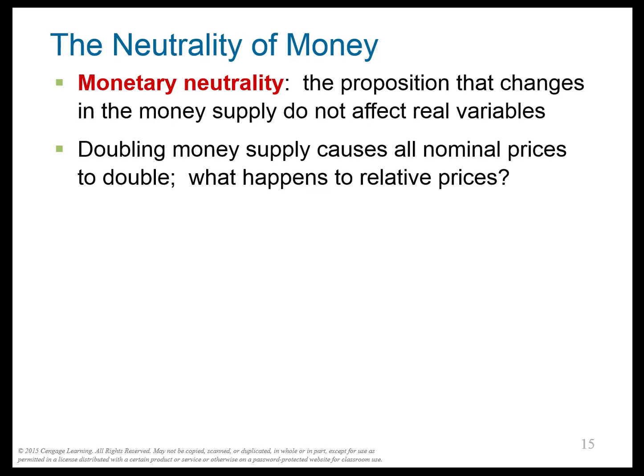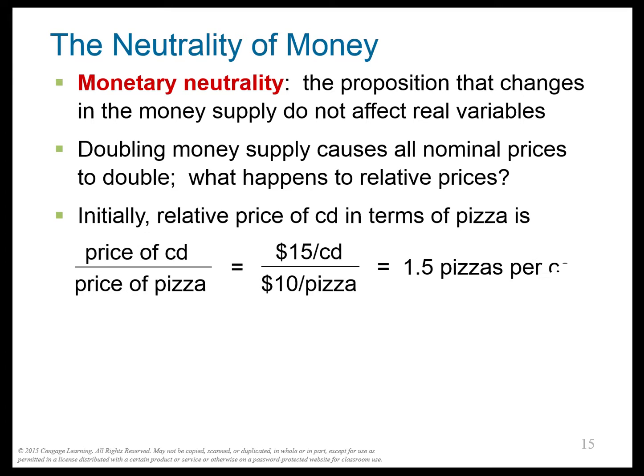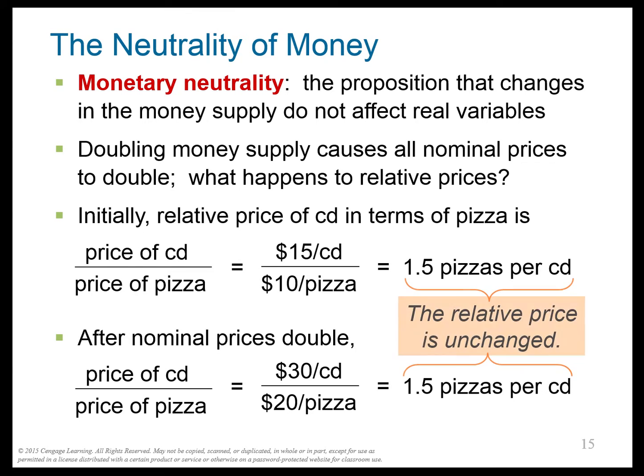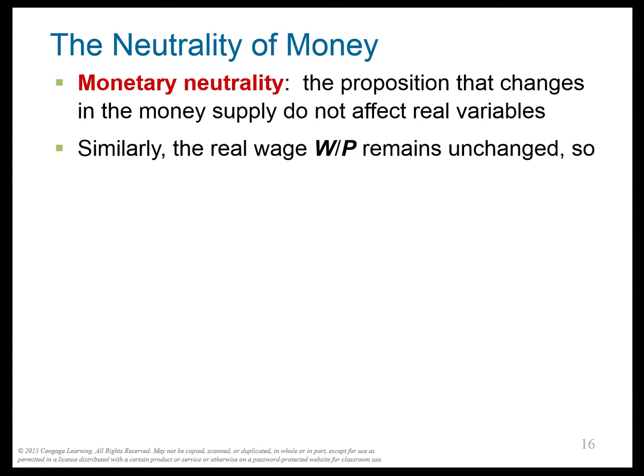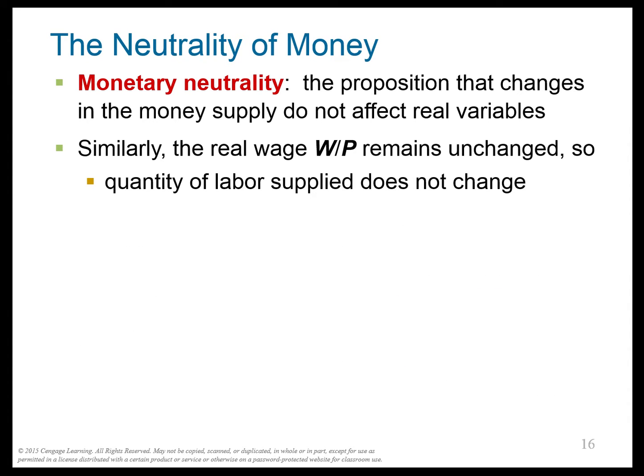So doubling money causes all nominal prices to double, but what happens to relative prices? Let's look at the original example. Let's double those prices, and we realize the relative price is unchanged. And remember, the relative price is a real variable, so no real variables move when the money supply increases. The real wage also does not change.